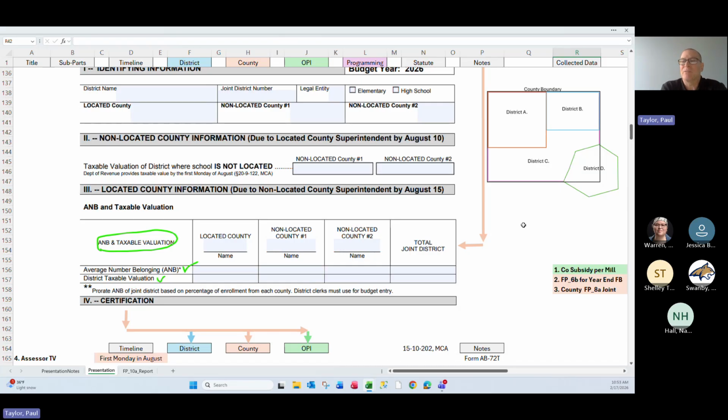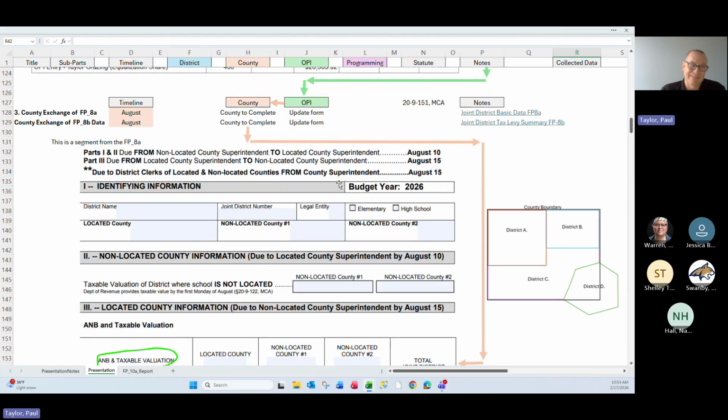Yeah, you're exactly right because the 8B, too many letters and numbers, the 8B is actually mills. And yes, we'll have to make sure that we modify that document. I didn't put that in this presentation. Thanks for pointing that out.